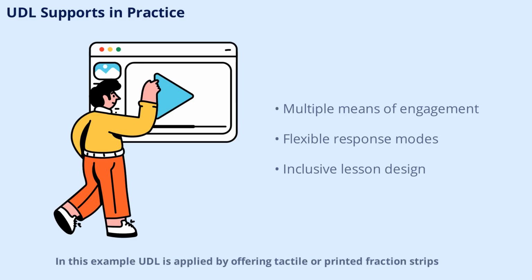In this example, UDL is applied by offering tactile or printed fraction strips, visual labels, oral explanations, and flexible response modes. These supports ensure that all students can engage with the lesson, regardless of their learning preferences or needs.